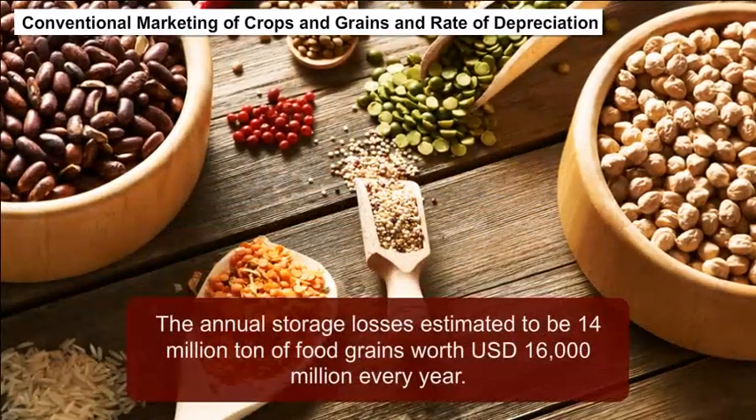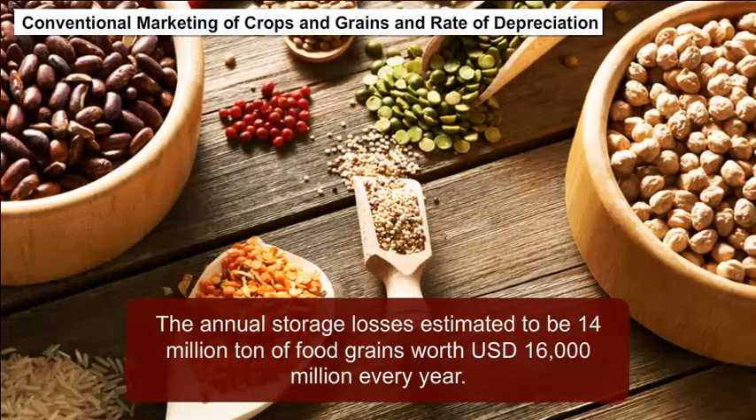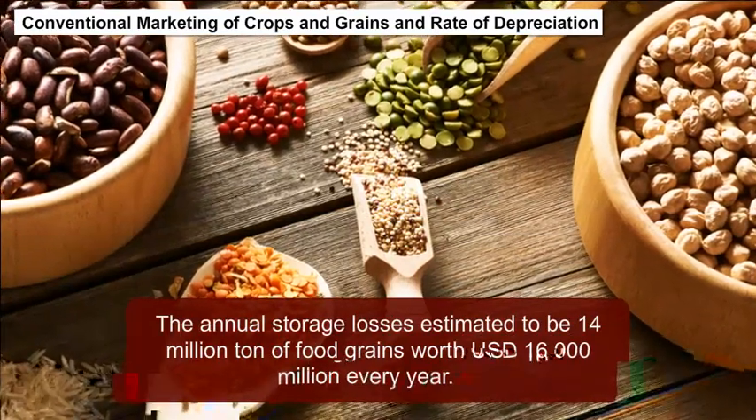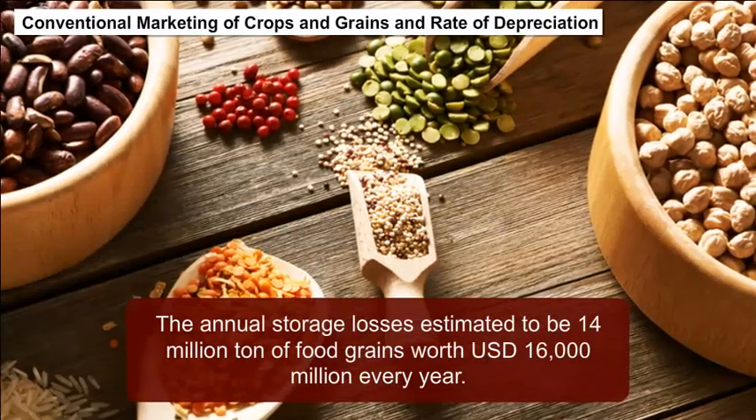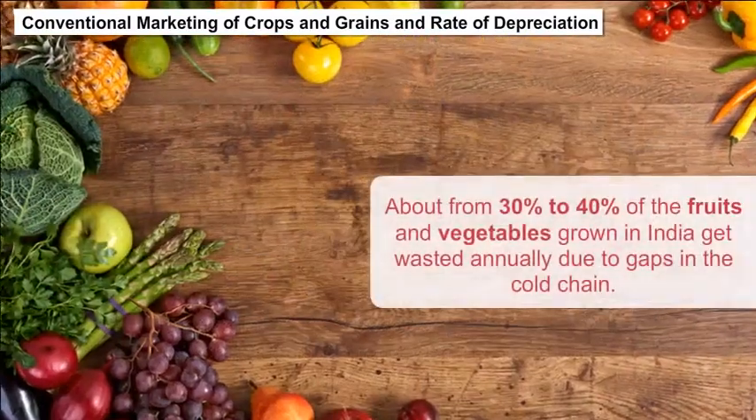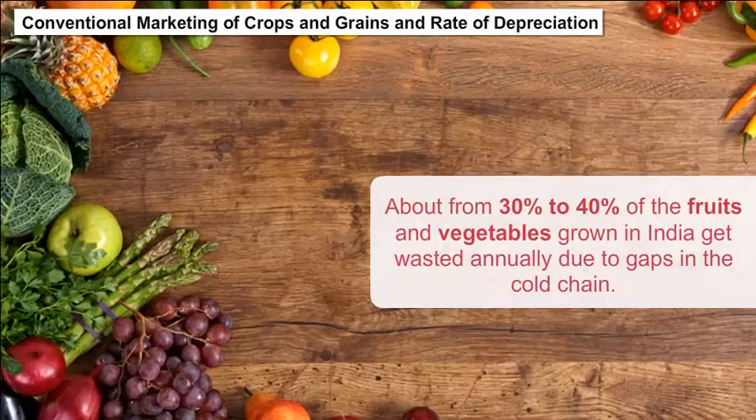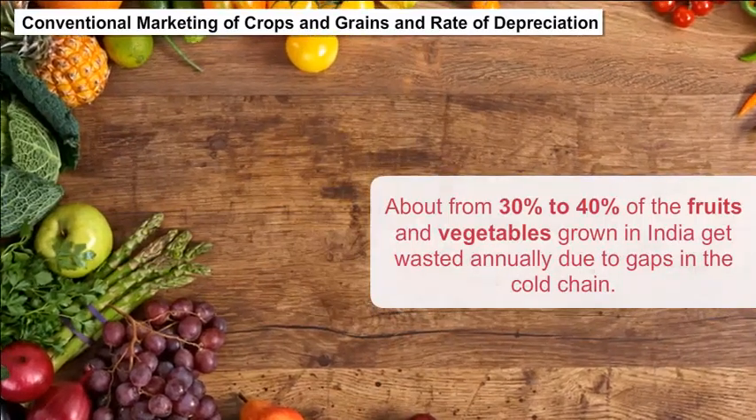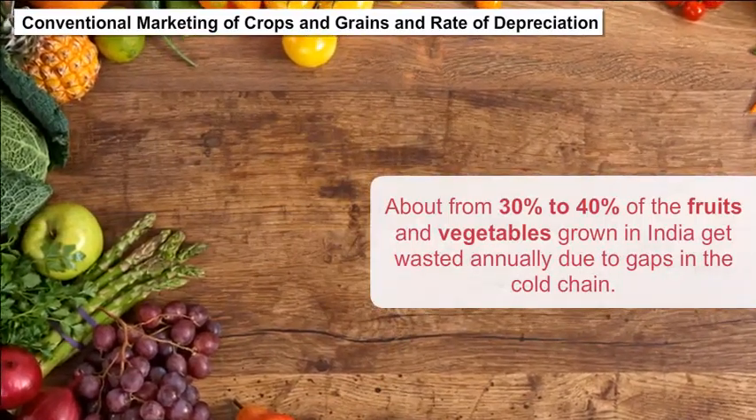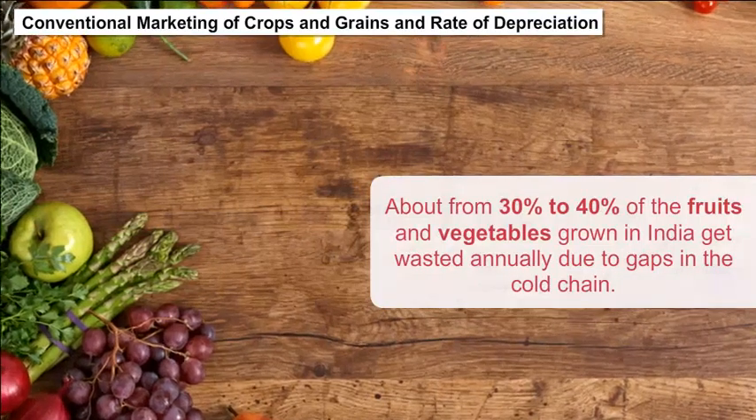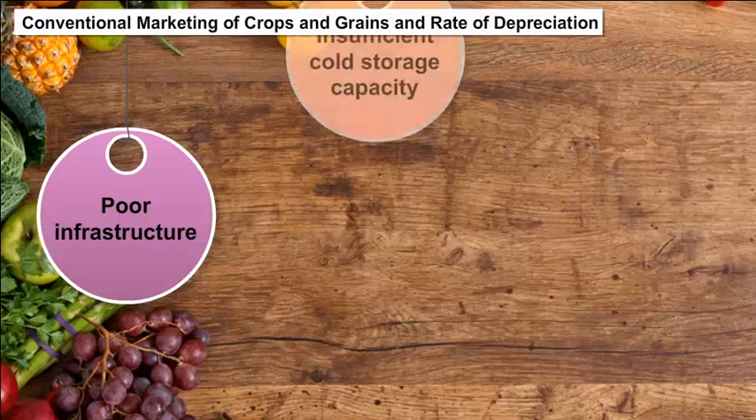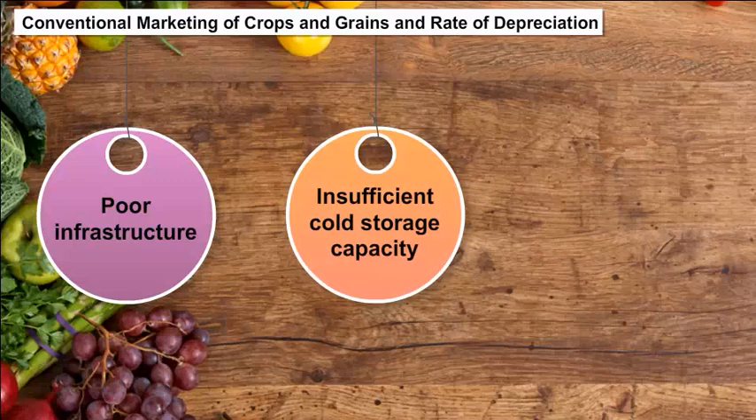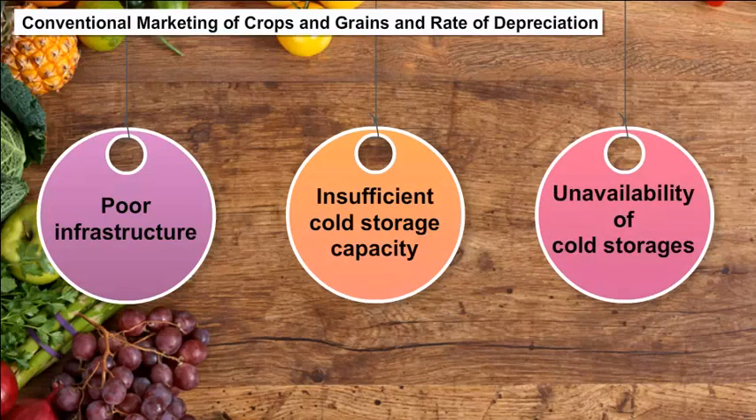The annual storage losses are estimated to be 14 million tons of food grains worth US $16,000 million every year. About 30% to 40% of the fruits and vegetables grown in India get wasted annually due to gaps in the cold chain, such as poor infrastructure, insufficient cold storage capacity, unavailability of cold storages, etc.